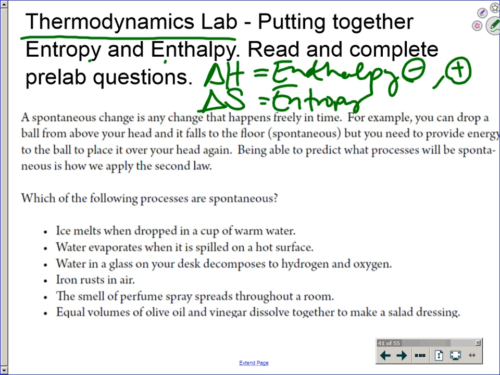And so we reference states of matter a lot when we're talking about disorder. Again, you can have positive and negative on this one. So which one would be decreasing disorder? Positive delta S or negative delta S?